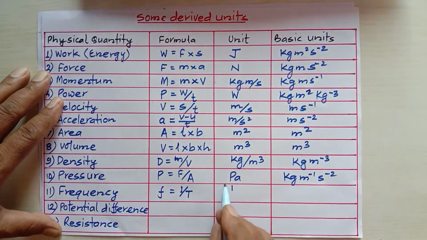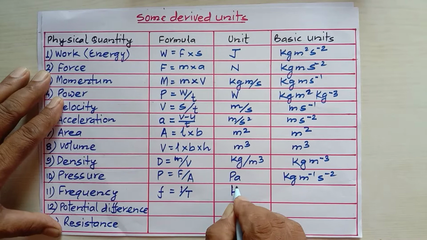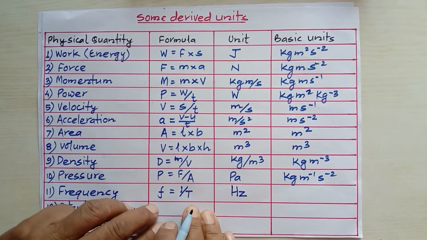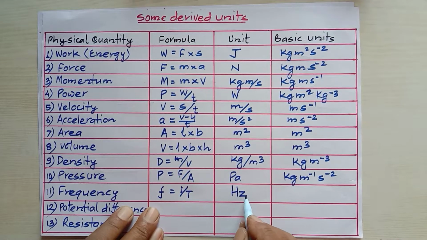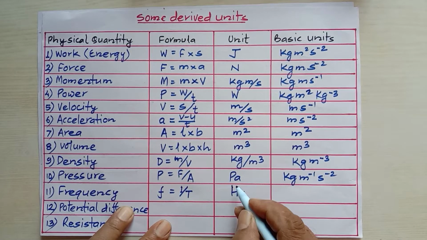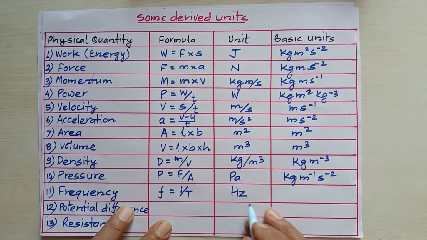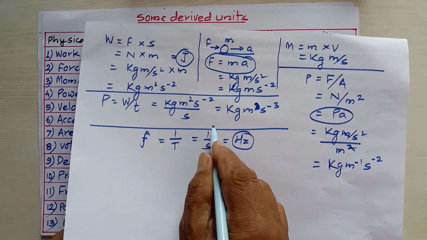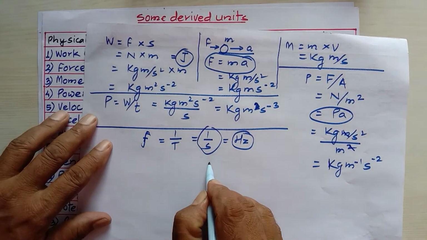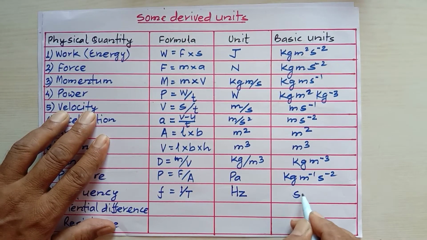That's why I'm writing here hertz. Since it is named in the name of the scientist, that's why the initial letter is capital. In others also, if it is named in the name of a scientist, the initial letter is capital. Here also. Okay, now hertz, and actually this is nothing but inverse second. Look at this. This is nothing more than inverse second. When second is taken up, then we can write this way.